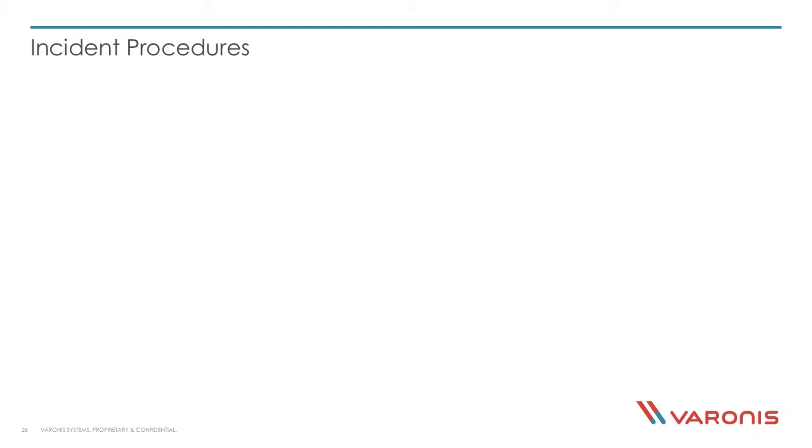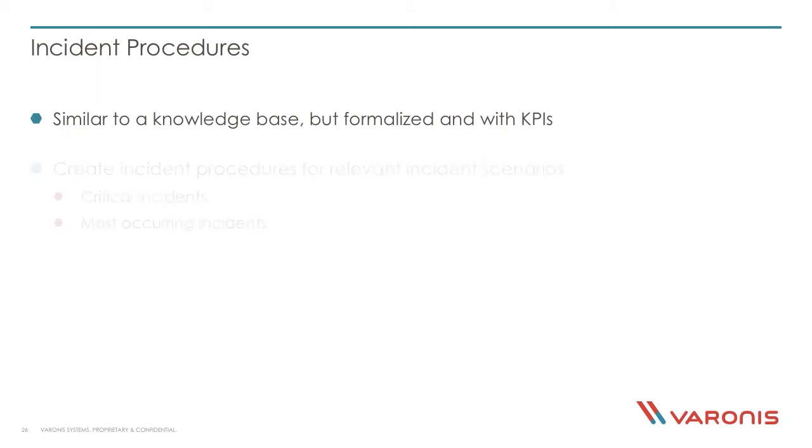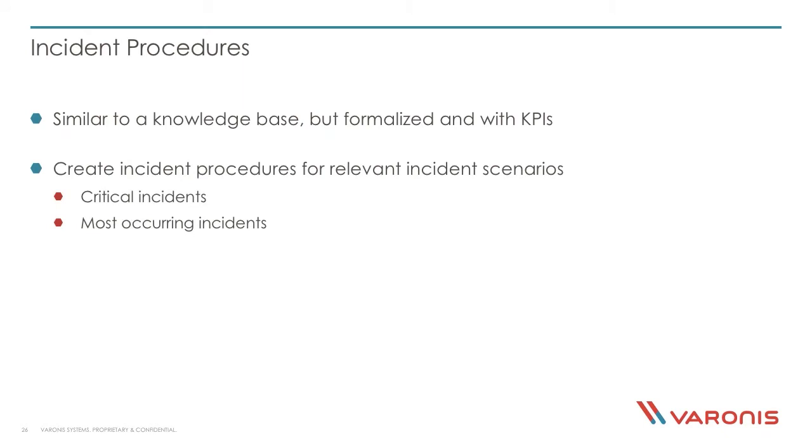Now that we have the incident scenarios, we can create incident procedures, which tell what should be done in case of a specific incident type. The idea is very similar to a knowledge base, but more formal and with KPIs. What I want to do is to create incident procedures for the most relevant scenarios. For example, for the most critical ones and for the most frequently occurring incidents.